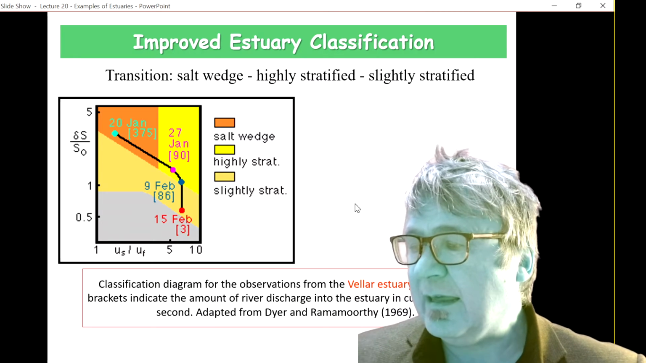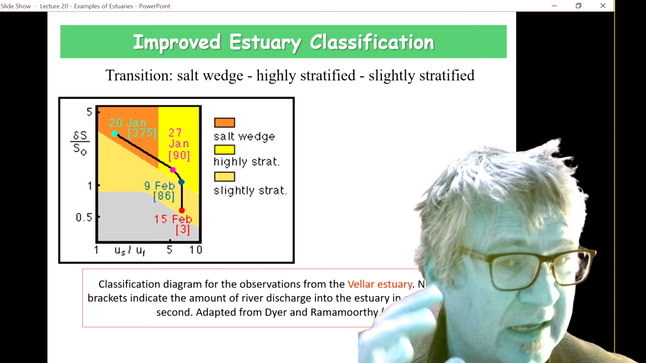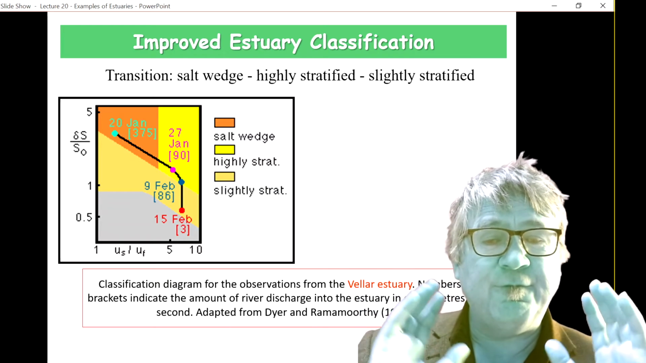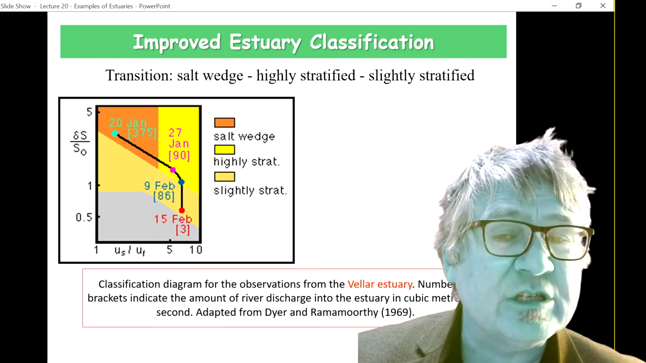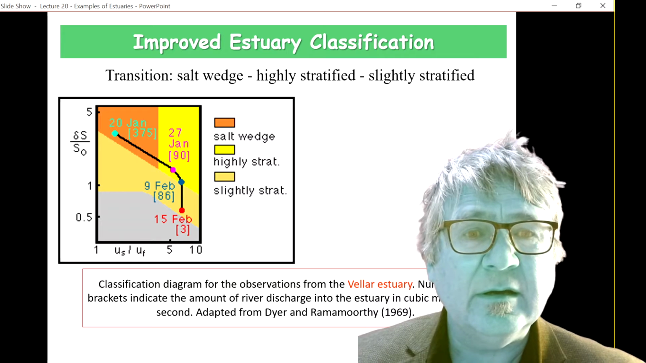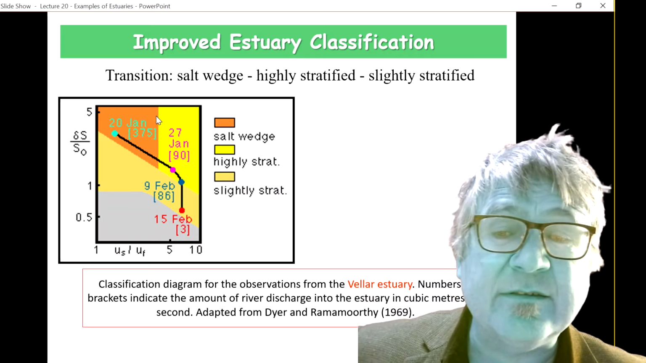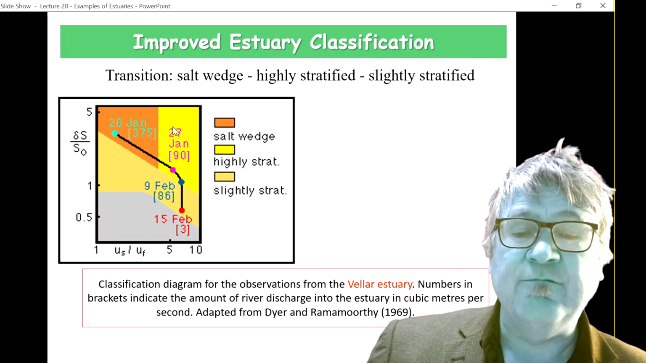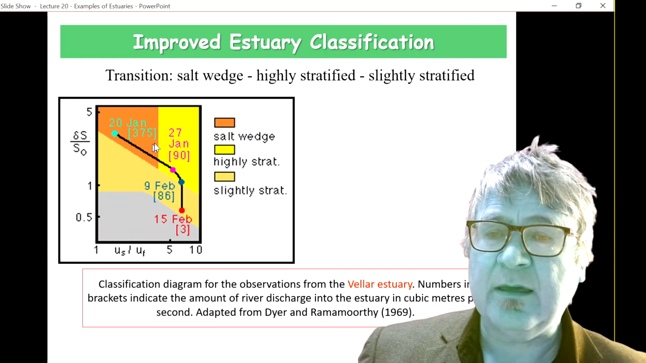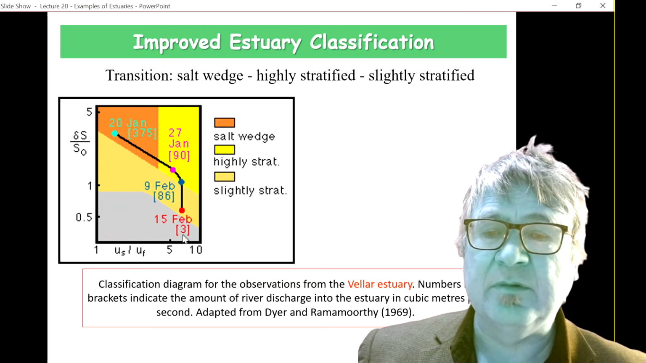So on the next slide, here we go back to the Vella estuary. And have a look at the previous slides. I discussed that before. There was a big rainfall event, followed by a transition from a salt wedge, highly stratified, to a slightly stratified system. Again, this is shown here in this diagram. And in brackets, you can actually see the amount of river discharge into the estuary in cubic meters per second. Okay, you can see the biggest at the beginning, and then you get clearly reduced numbers here.